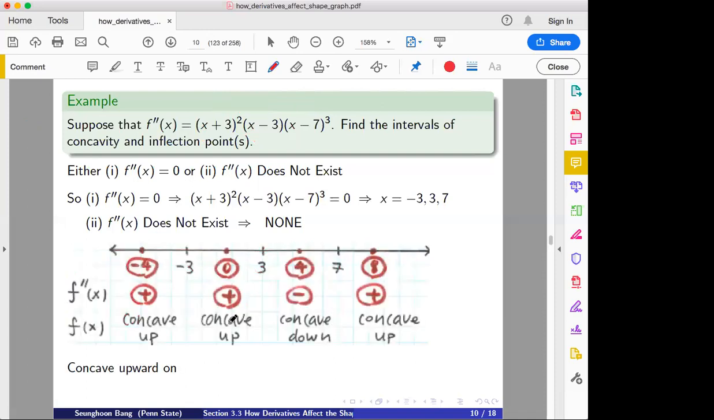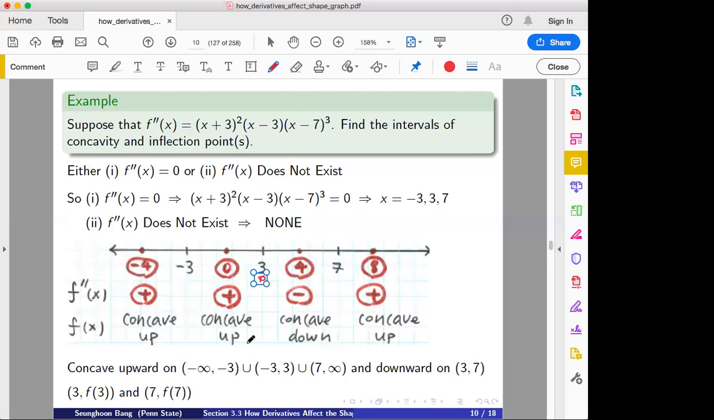So f is concave upward on negative infinity to negative 3, negative 3 to 3, and 7 to infinity. It is concave down on only one interval, 3 to 7. So we have two inflection points: concavity changes at 3 and concavity changes at 7. That is the whole idea for finding the answer to this question.